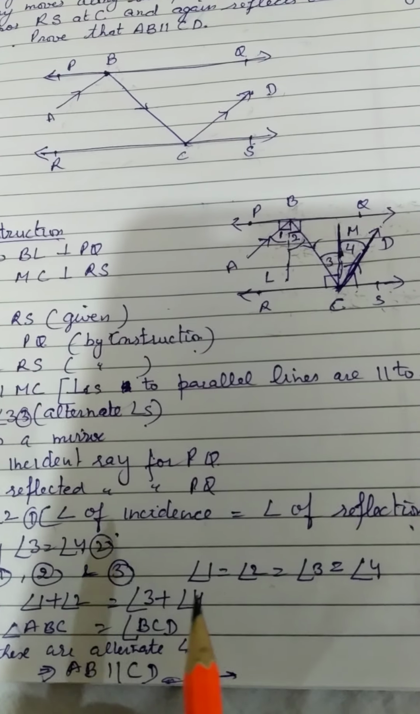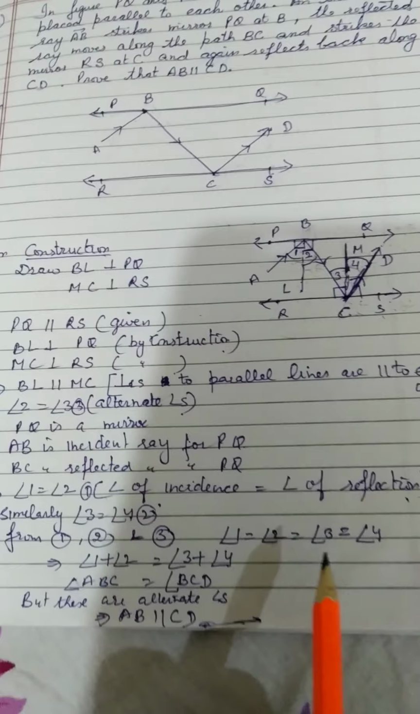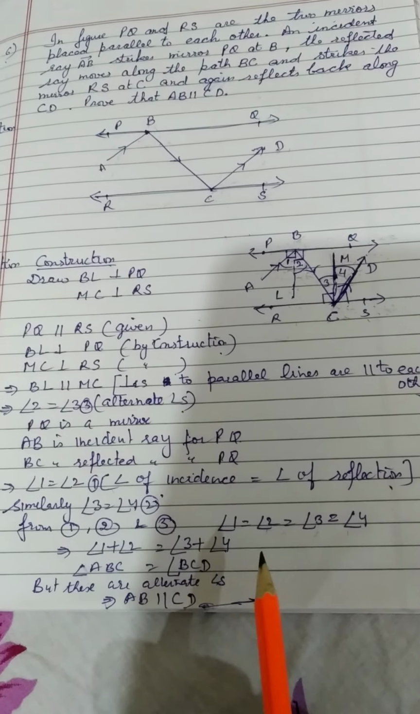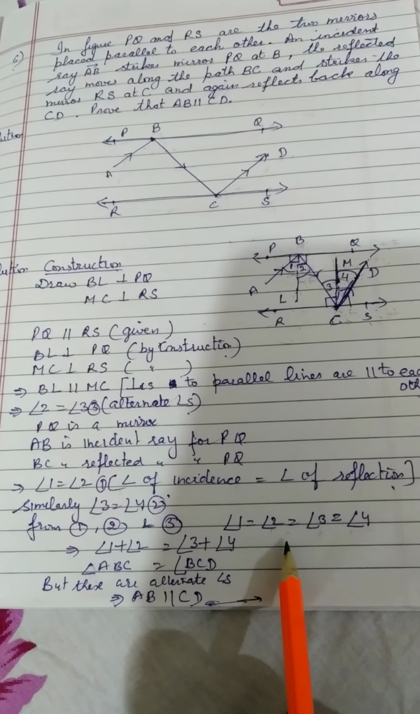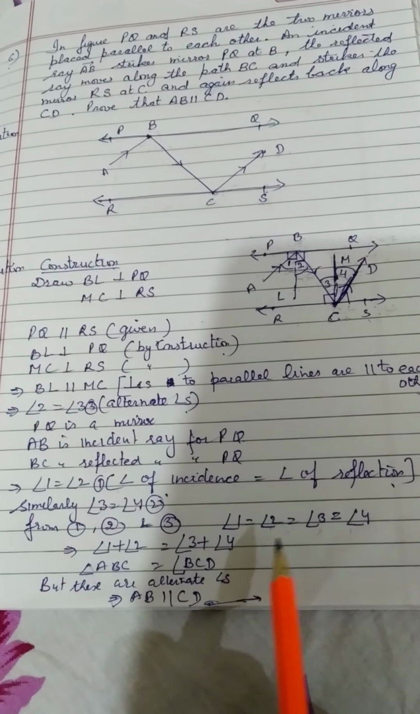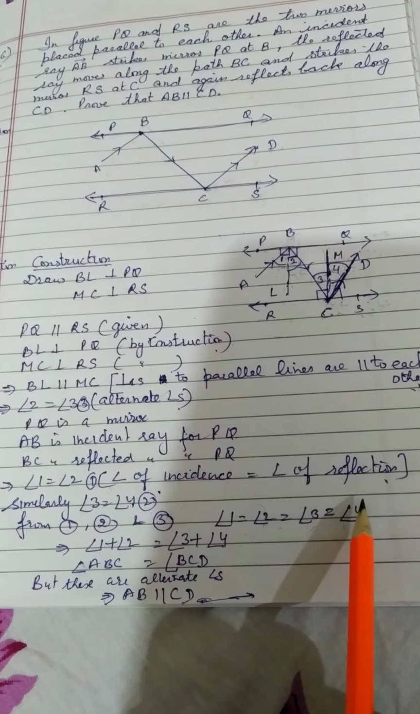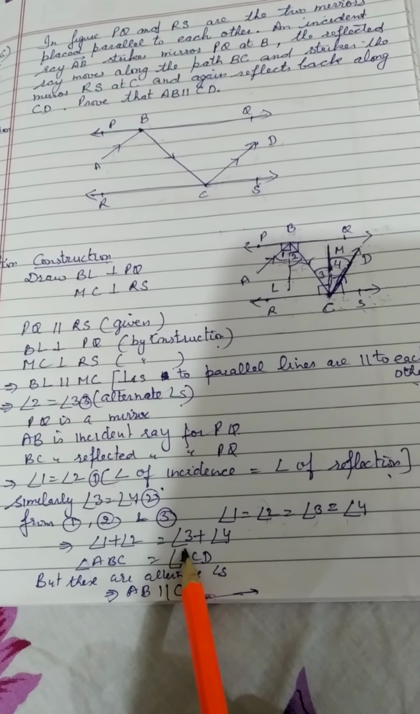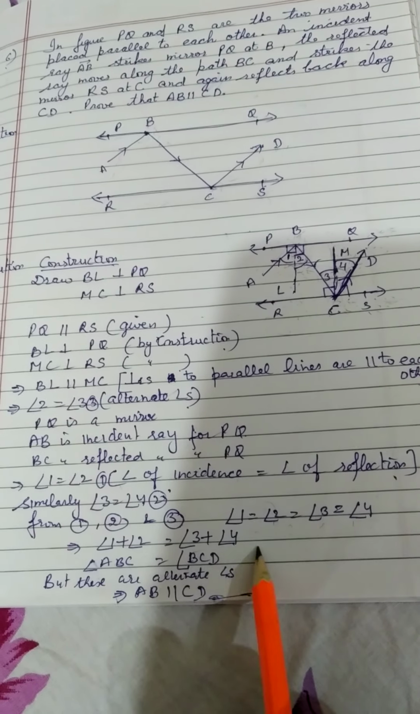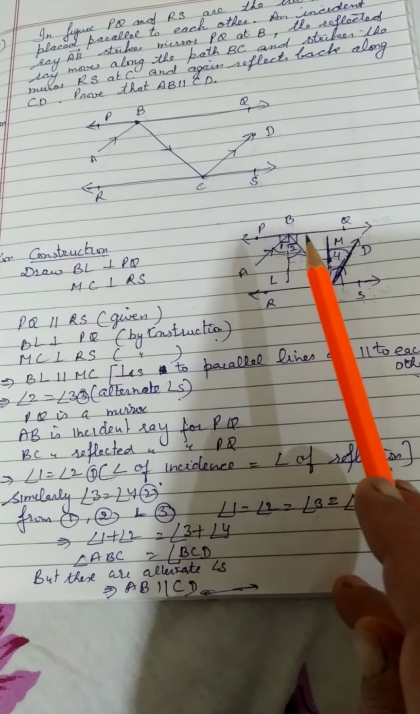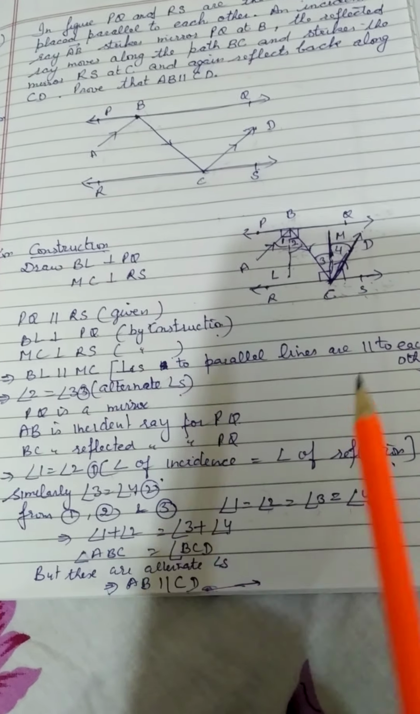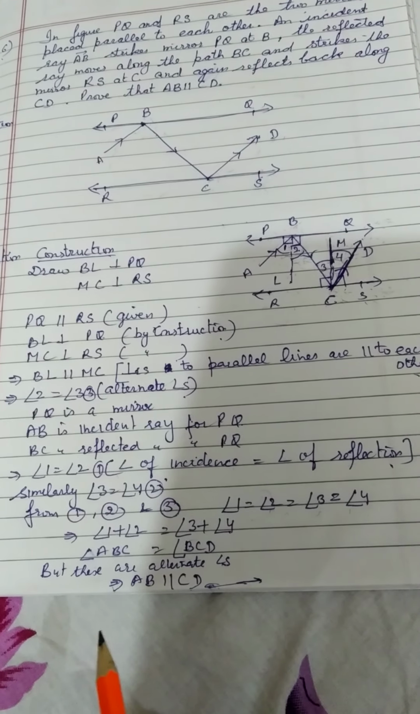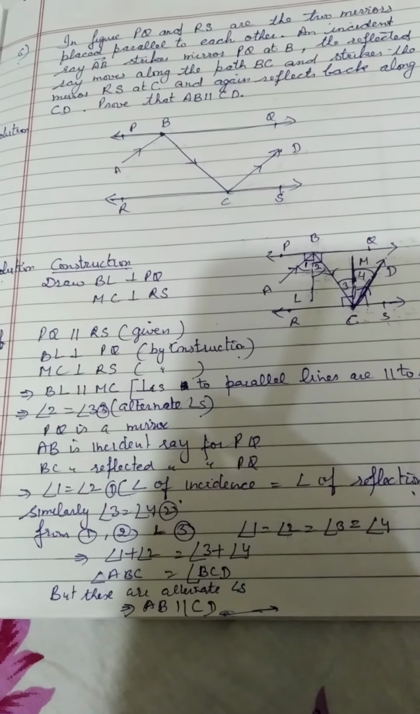Now we have got angle 1 is equal to angle 2 is equal to angle 3 is equal to angle 4. Now I am adding first two terms and last two terms separately, means angle 1 plus angle 2 is equal to angle 3 plus angle 4. Angle 1 plus 2 was angle ABC, 3 plus 4 was angle BCD. Angle ABC is equal to angle BCD. But these are alternate angles, therefore AB is parallel to CD.